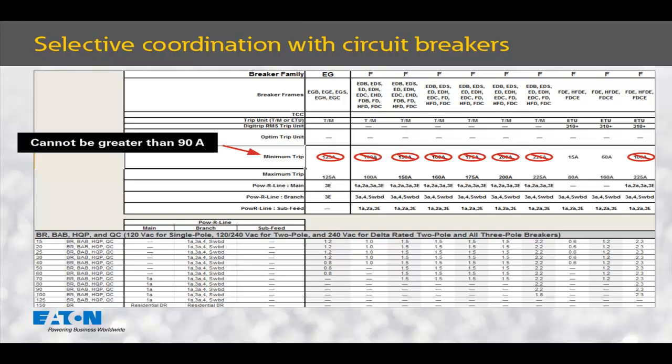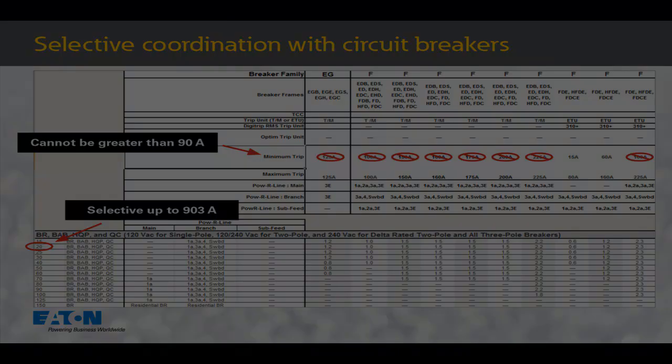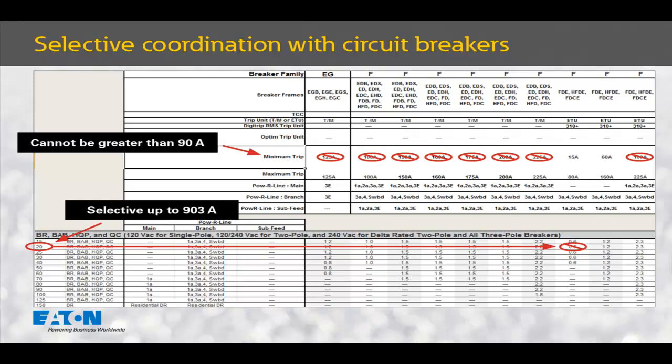I have two options available that can be adjusted to or below the NEC maximum. They're both F-Frame circuit breakers and they're both electronic trip units. One has a 160 amp frame that can be adjusted to 60 amps and the other has a 60 amp frame that can be adjusted to 15 amps. We begin our selection process on the left side of this table with the downstream circuit breaker, which is the BAB20. This device has to selectively coordinate with the upstream device up to 903 amps. Again, we are going to move across the table and find a pair that selectively coordinates to a number greater than 903 amps. The first 80 amp F-Frame circuit breaker selectively coordinates with the BAB20 up to 600 amps.